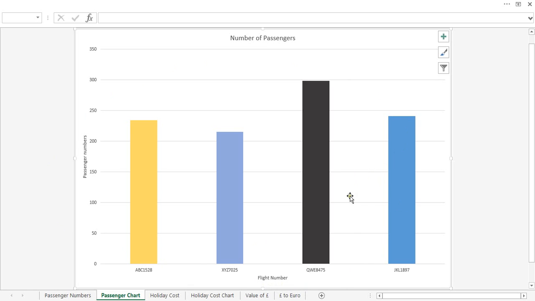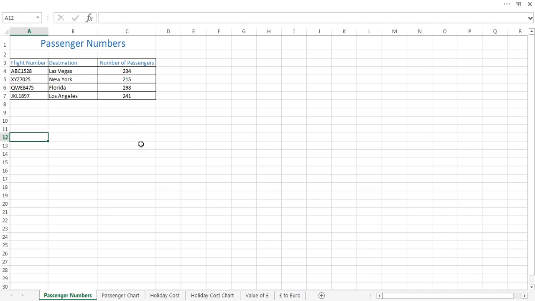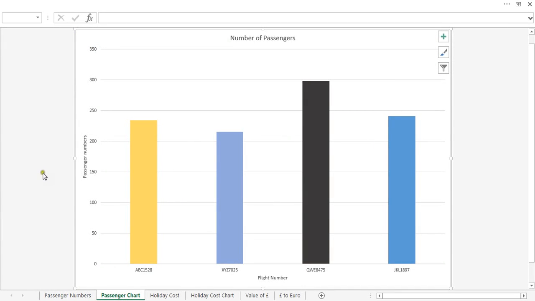What makes this one so effective is that without understanding flights or flight numbers, without knowing what the source material was that created this, you can immediately see that flight KWE 8475 had more passengers than the other flights, and the XYZ 7025 had the least number of passengers. This chart was created from these numbers. If you are presenting data and helping people to understand data, this isn't that clear. It contains information such as destination that we didn't need to know. The chart took out the data that we didn't need and focused on the data that we did.